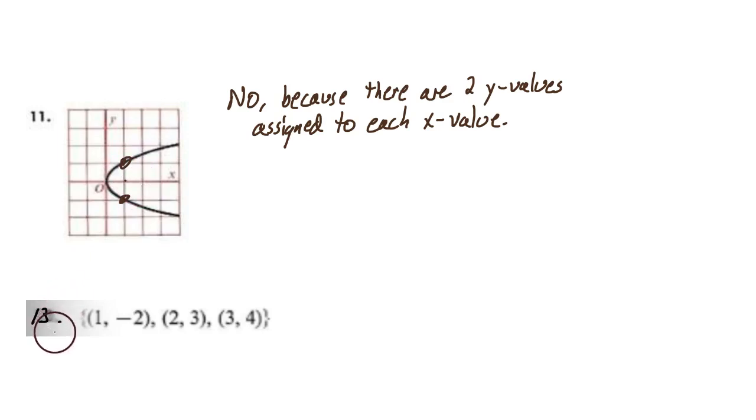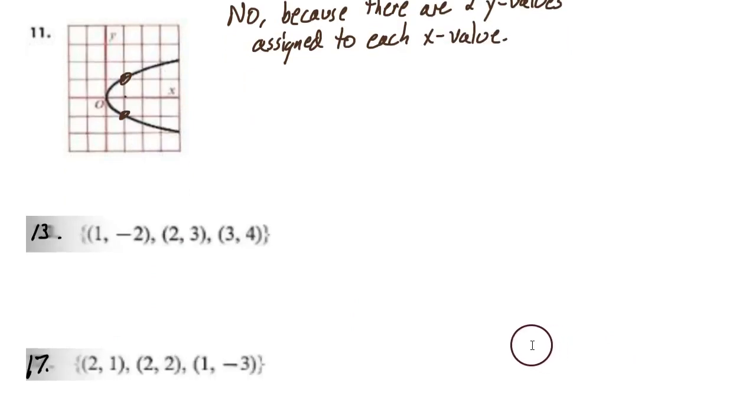Number 13, we don't have a graph, but we do have a list of ordered pairs. We could graph them if we needed to, but let's try to focus on the definition of a function. To be a function, every x value can have only one y value. Let's look to see if we have that. Here, x is 1, and it is assigned the y value -2.